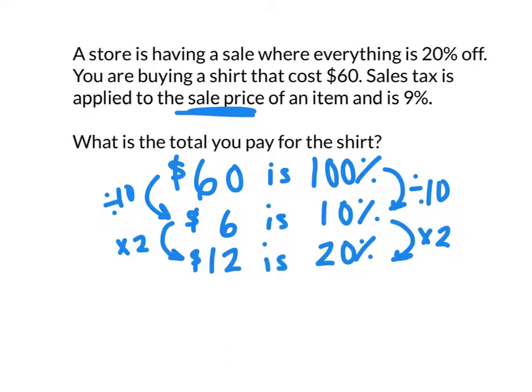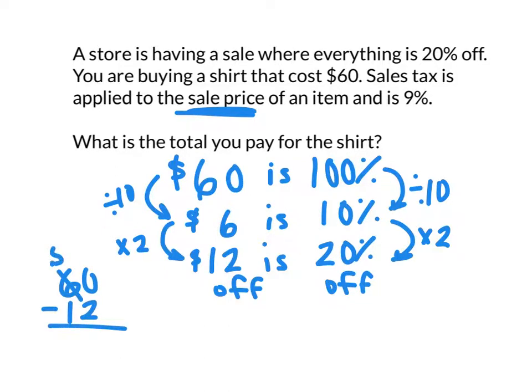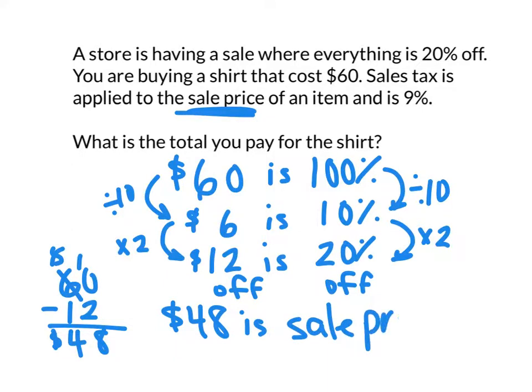Now that 20% is how much we take off. So I'm taking off $12 from the price. So I have to do some subtraction. So 60 minus 12 is 48. So 48 is the sale price. Okay. If you look back at the problem, it says sales tax is applied to the sale price of an item. So 48 is the price that I apply the sales tax to.